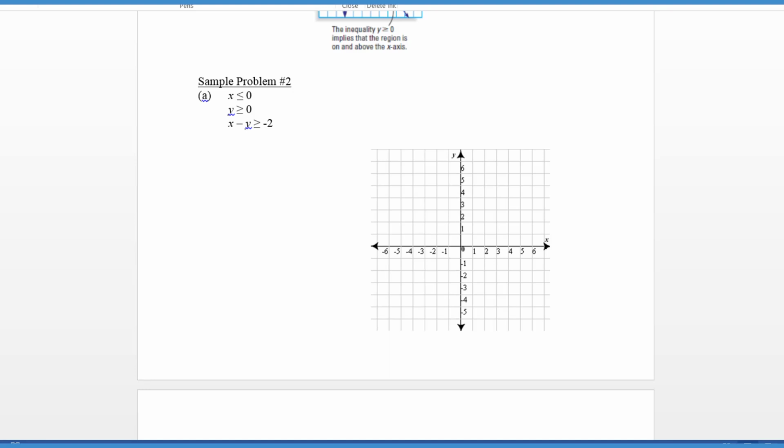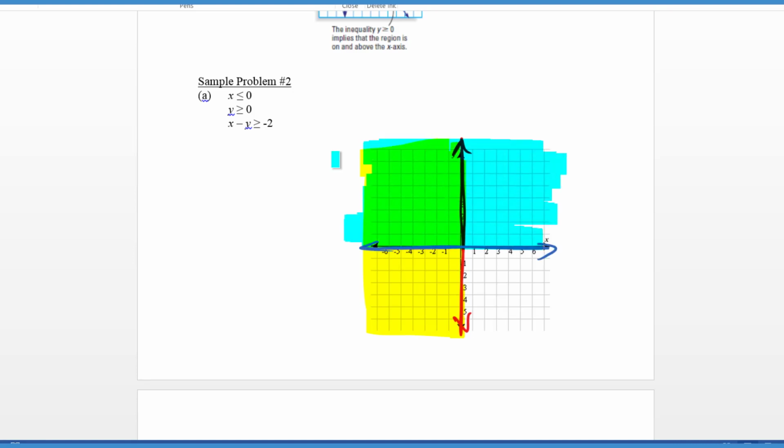Okay, so I want to mark all x values less than 0. And of course, if you want to graph the line, if you want to go ahead and graph the axis, you're more than welcome to. It's probably the appropriate thing to do. Then I want all y values greater than 0. Again, it's equal to, so I graph the line, and then all y values greater than 0.